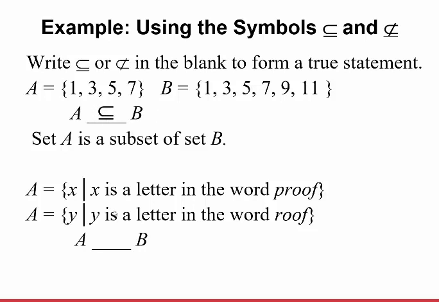Now you have to be careful here. Set A here, there's a little typo. This should be B here. Okay, sorry about that. A is equal to X such that X is a letter in the word proof. And B, sorry about that typo there, is equal to Y such that Y is a letter in the word roof. All right, well, this is a little weird.